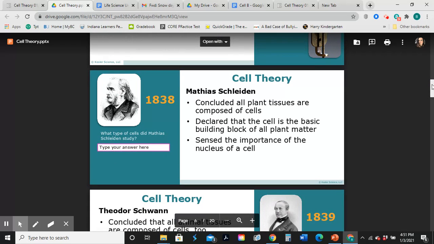Matthias Schleiden concluded all plant tissues were composed of cells. He declared that the cell is the basic building block of all plant matter. He sensed the importance of the nucleus of a cell. What type of cells did Matthias Schleiden study? This is where you're going to write your answer here.